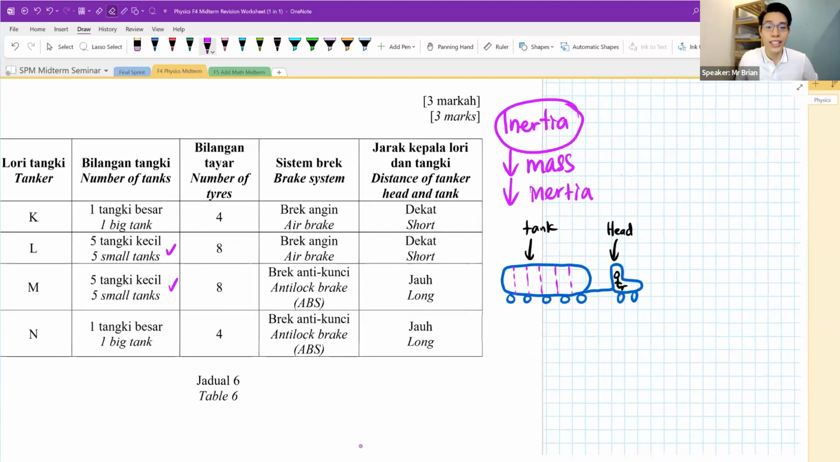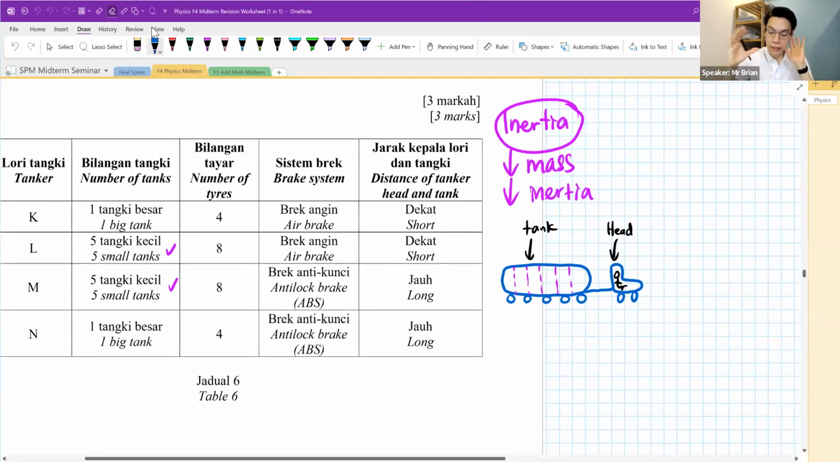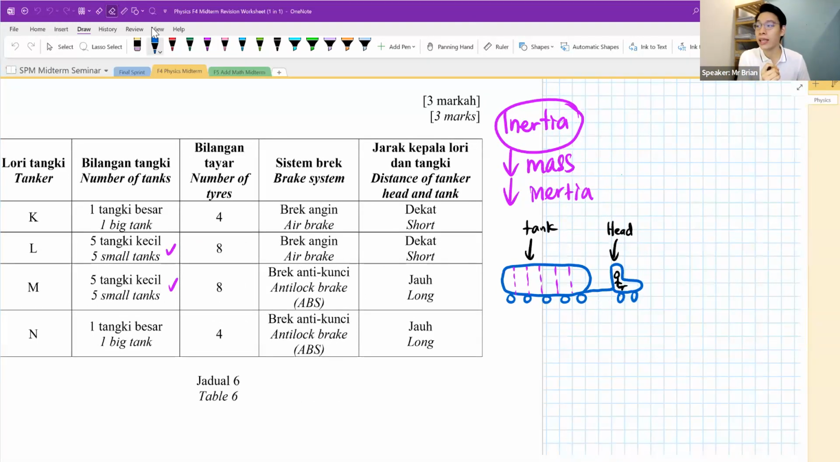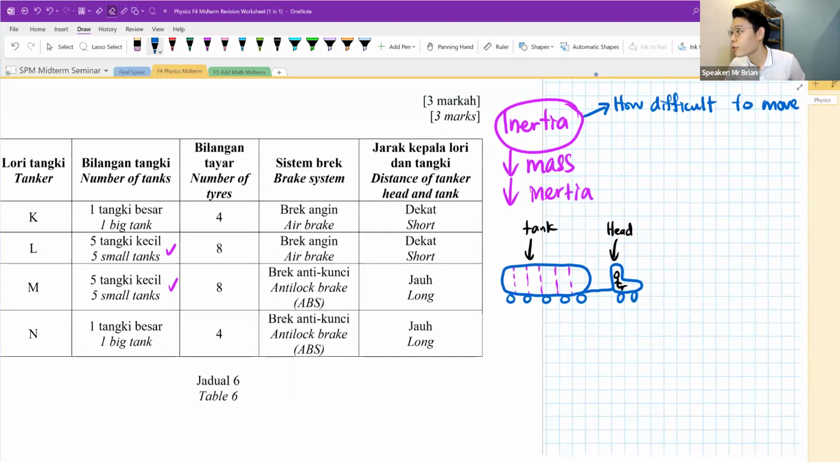Actually, you all know the meaning of inertia, right? Do you want me to explain what inertia is? There is the tendency of an object, blah blah blah. I know that there is the main definition, but if you want to use inertia to explain anything, just remember this: inertia is how difficult it is to move or to stop something.